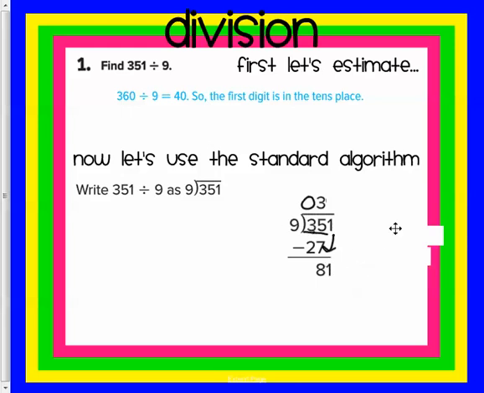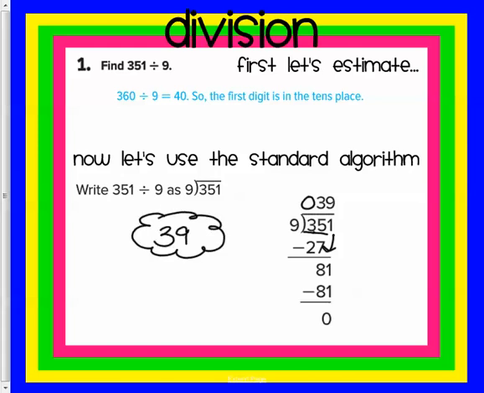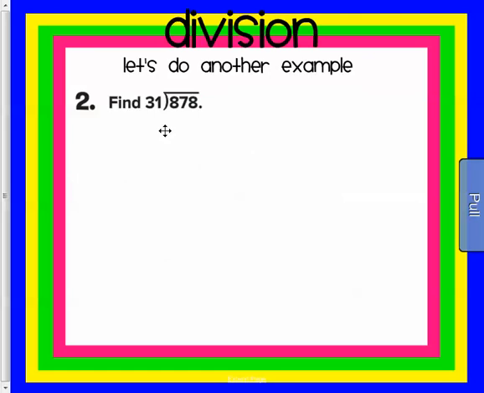Okay, now how many times does 9 go into 81? It goes in 9 times. So 9 times 9 is 81, and when I subtract, I'm left with nothing. Do we need this 0 out here? No. Our answer is just 39. Let's look at another one.